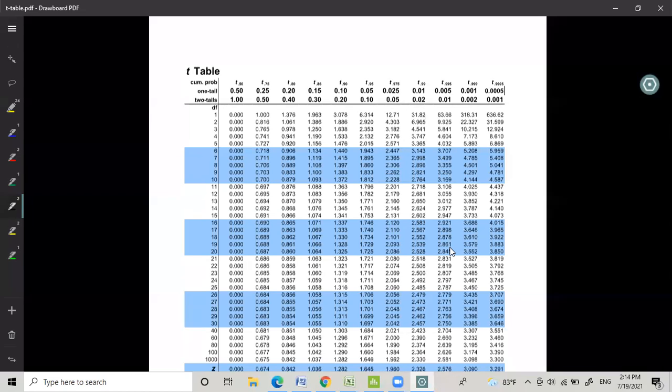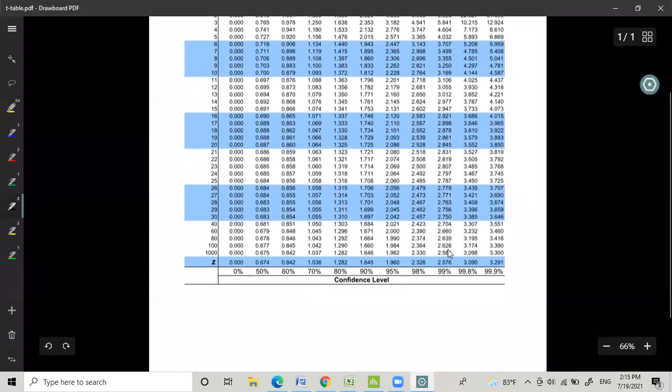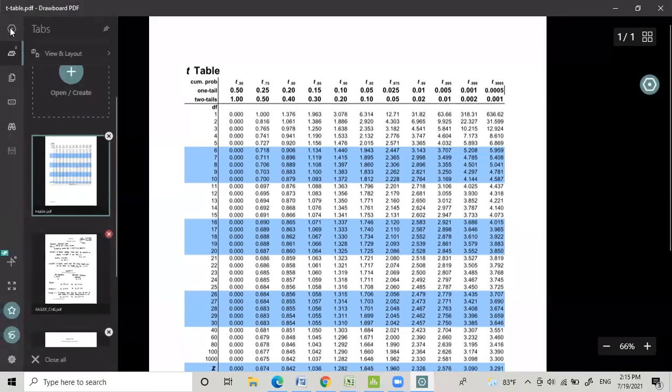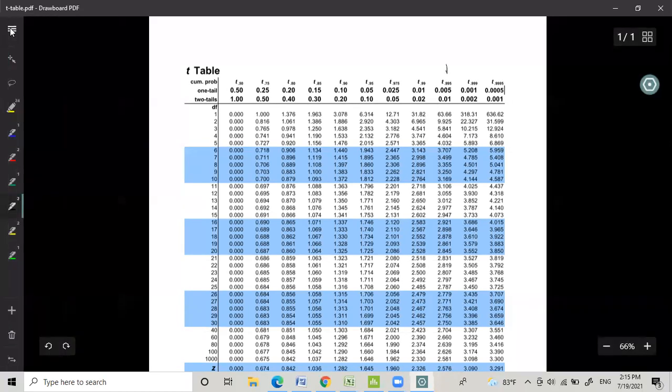So that will be 2.861, right? 2.861, yes. Can you see that? A single tail should contain 0.005 here. Okay, so both tails together it is 1%.